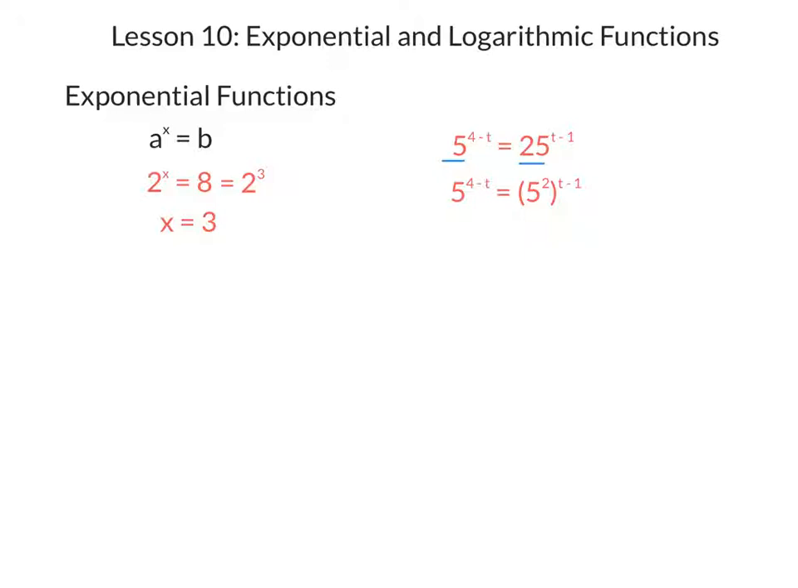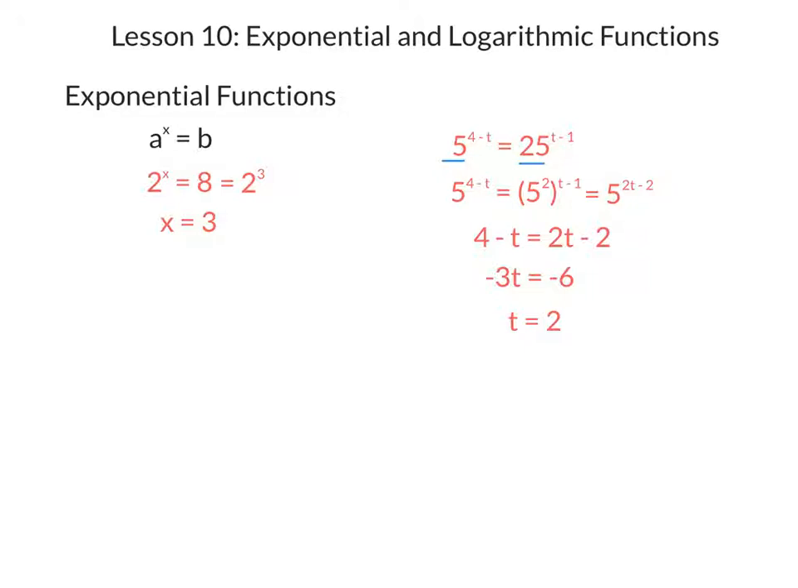So remember the laws of exponents. We're going to multiply these exponents on the right-hand side, and let's see what we get. So now we have our base numbers the same, 5, so we can simply set the exponents equal. And now we can simply solve for t. And we get our final answer of t is equal to 2.